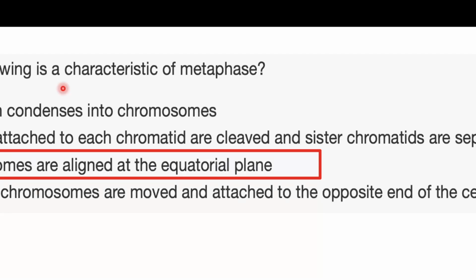The correct answer is option C. The chromosomes are aligned at the equatorial plane is a characteristic of metaphase. This is the correct answer to question number 9.